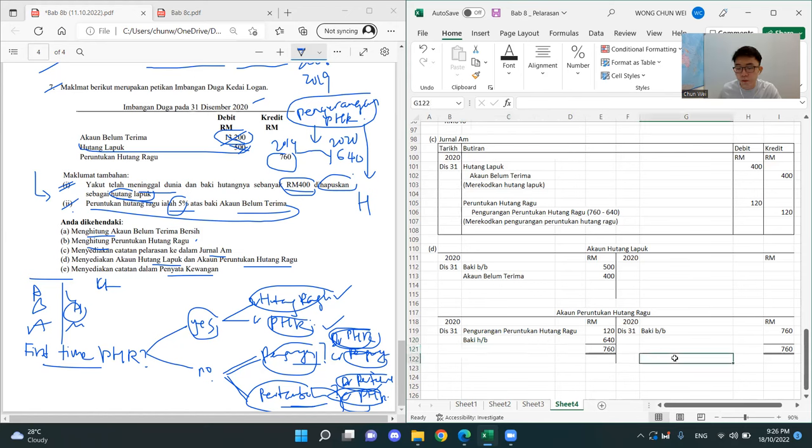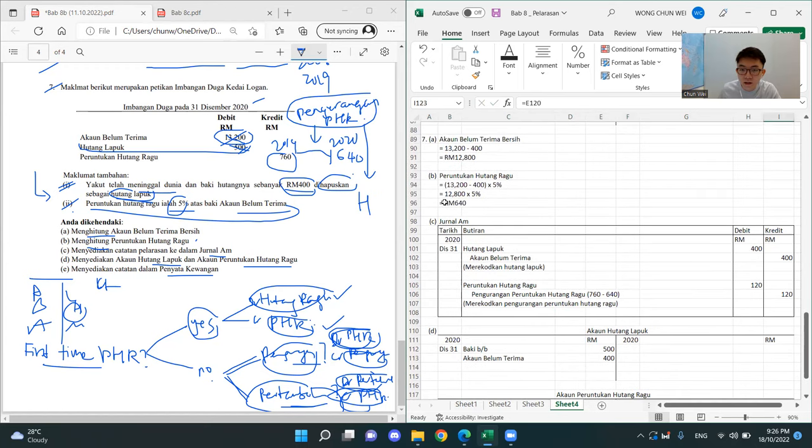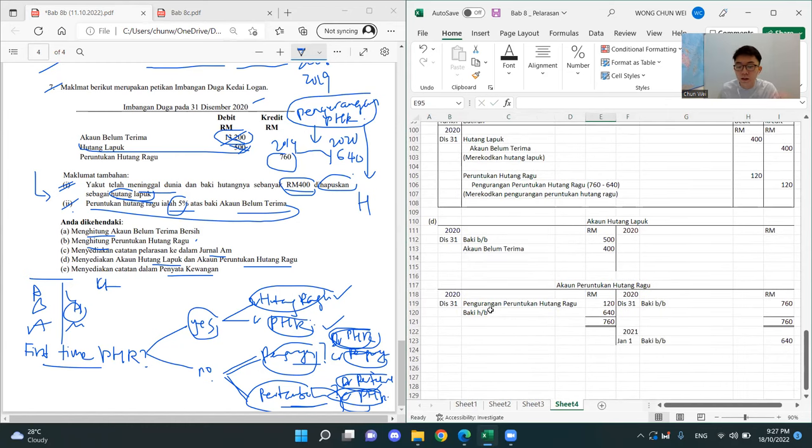So when there's a HB, there must be a BB. 640. This is 2021 January 1. So can you see now? This 640, the baki, is the exact PHR that we calculated, 640. Is it? So you can either get the pengurangan and then you debit here, like what you show in the journal, or you do another way, which will be you straight away put in the baki BB and HB figure. And then you 760 put here, then you use 760 minus 640, you get 120 also. So it's the same thing. It just depends on how you want to do the question.